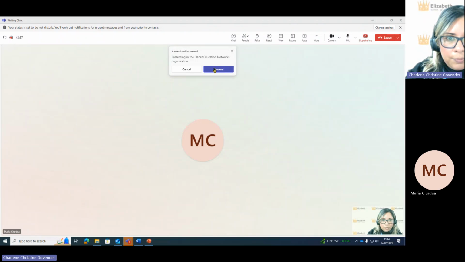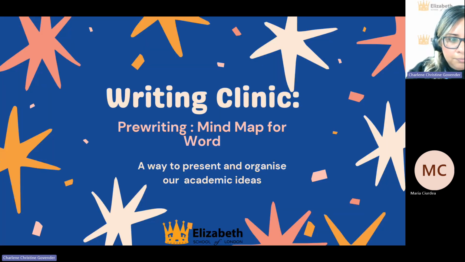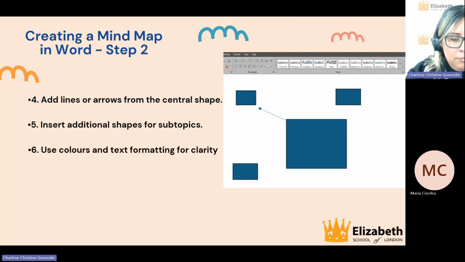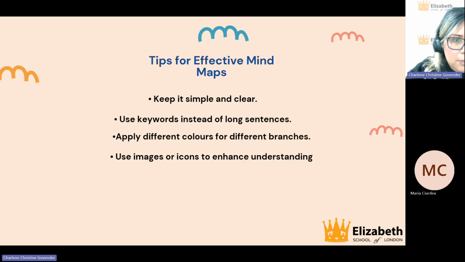Okay, so I'm going to switch back to my PowerPoint and then we're going to end very soon. So we definitely added the lines, we added in shades for subtopics, we added colors, and text. I didn't look at how you could format your text, but you can have a look at that when we are doing our mind map in PowerPoint. Just to round it off, when you are doing your mind maps, keep it simple, keep it clear. Use keywords instead of long sentences. You may have noticed I didn't add in any sentences. They were very short, sometimes a word or two, just to signify what the topic was about.